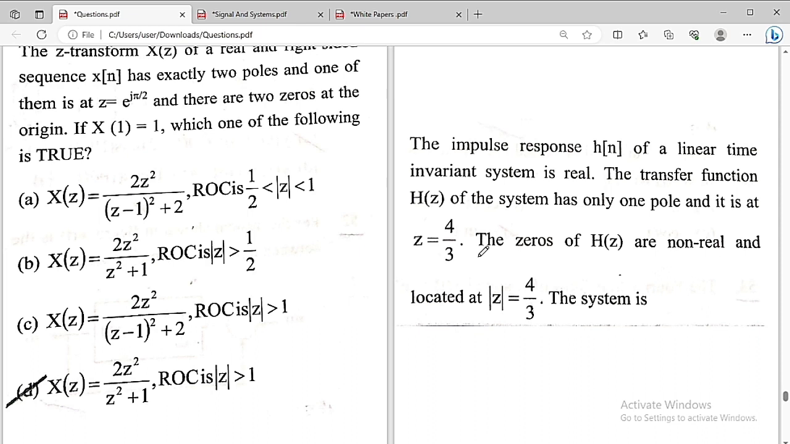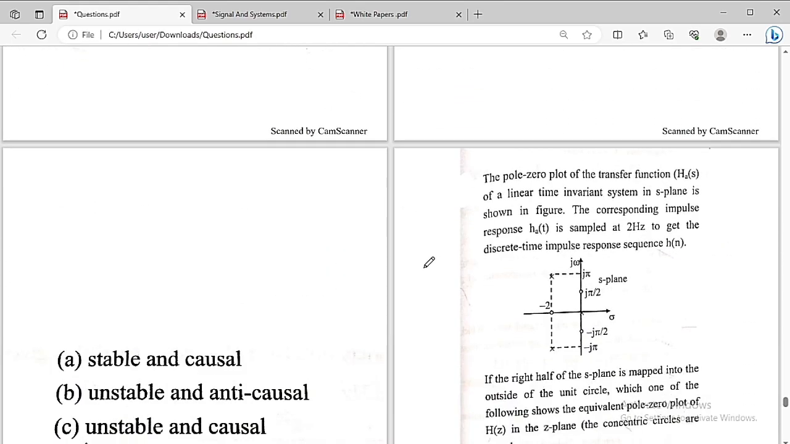Non-real means they are complex numbers, while real means a purely real number. So the zeros are nothing but complex numbers which are present at a radius of 4 by 3. Then we have to comment on the nature of the system.